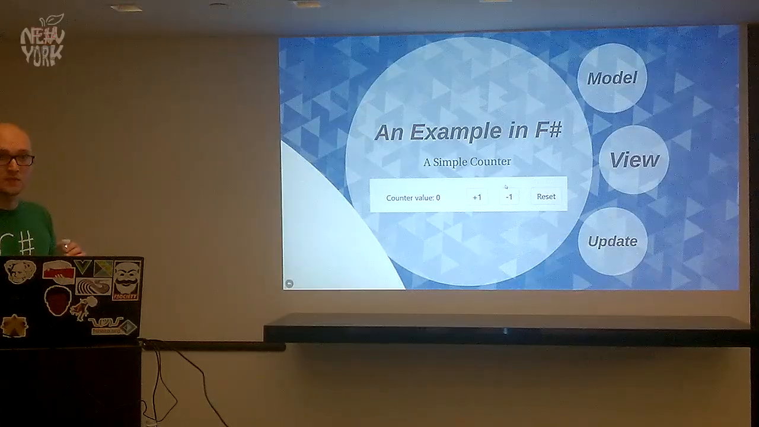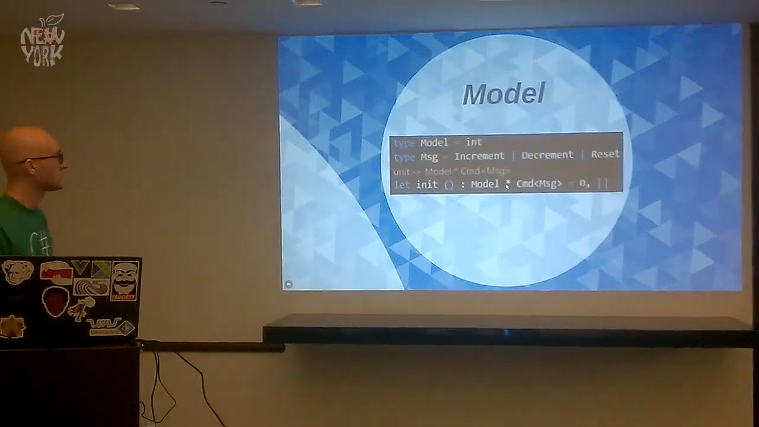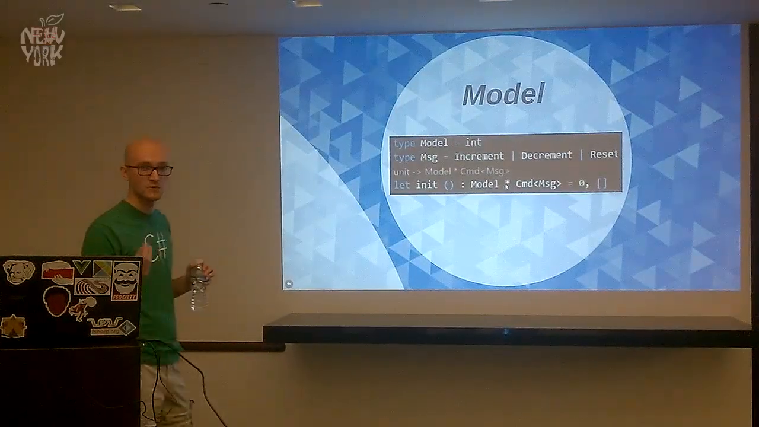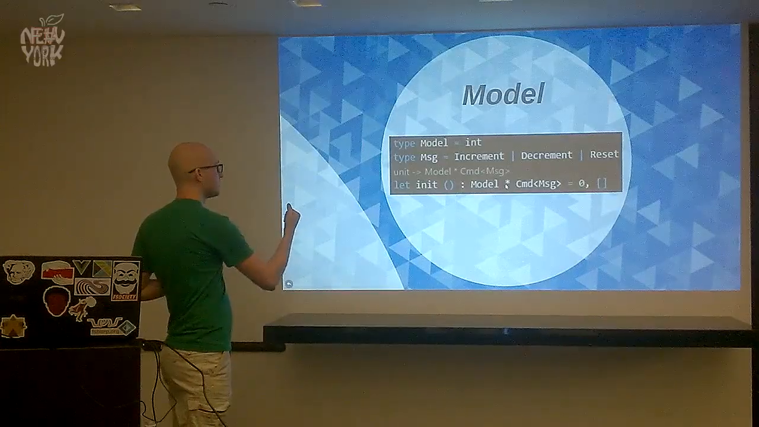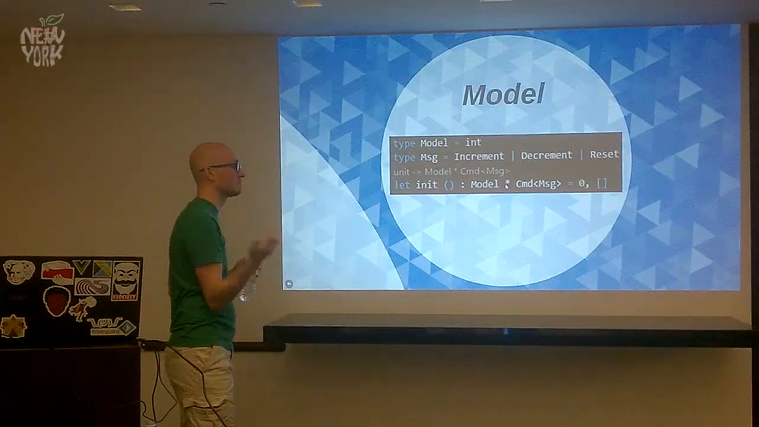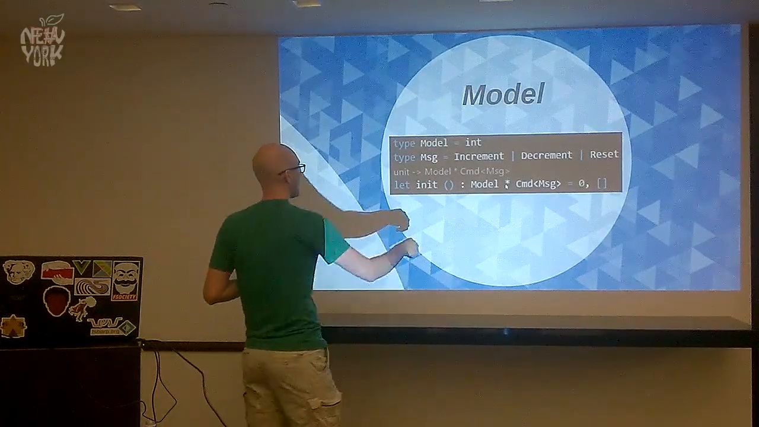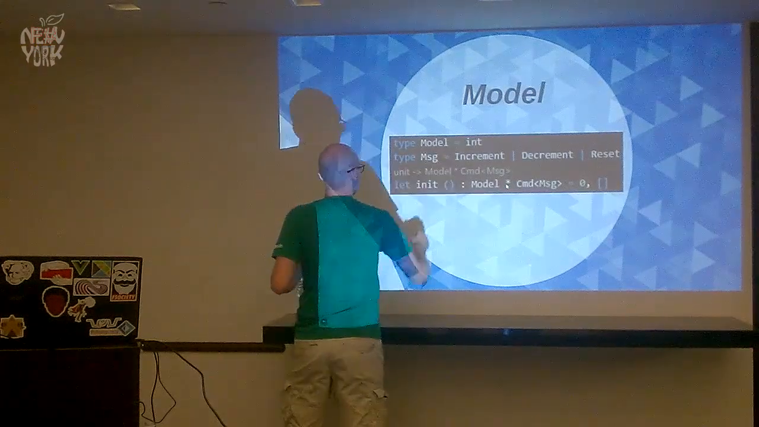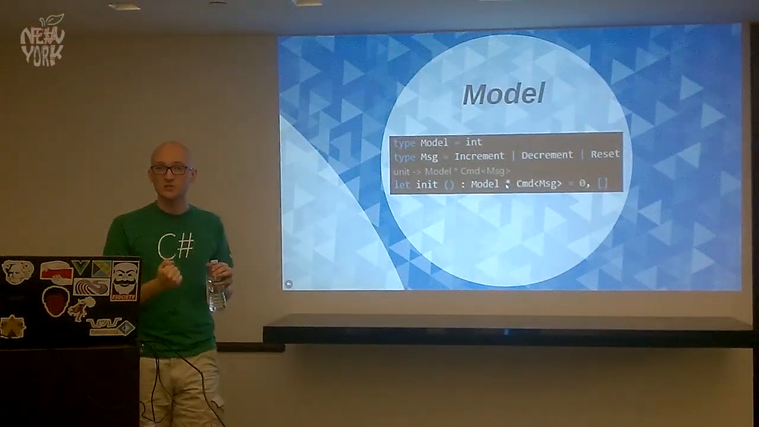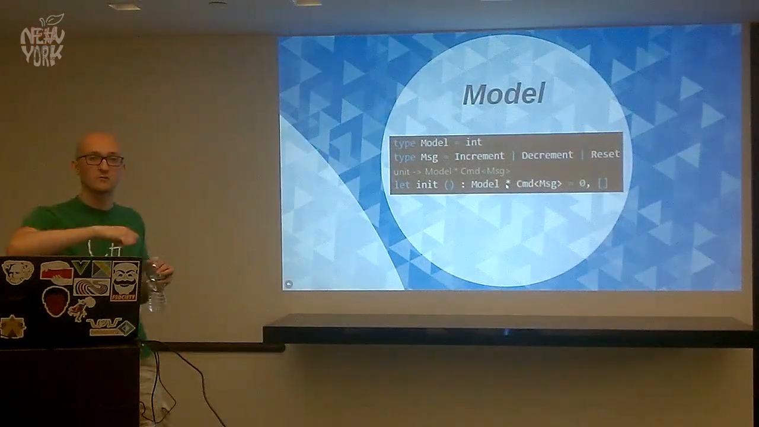So how would we represent this in a Fable Elmish application? The model, again, is 3 parts: the model, the view, and the update. The model is pretty simple in this case. We actually have more than one part of the model. I kind of lied. We have the model itself, which is our aggregate state. In this case, our aggregate state is just an integer. It's just that number we're moving up and down or resetting.